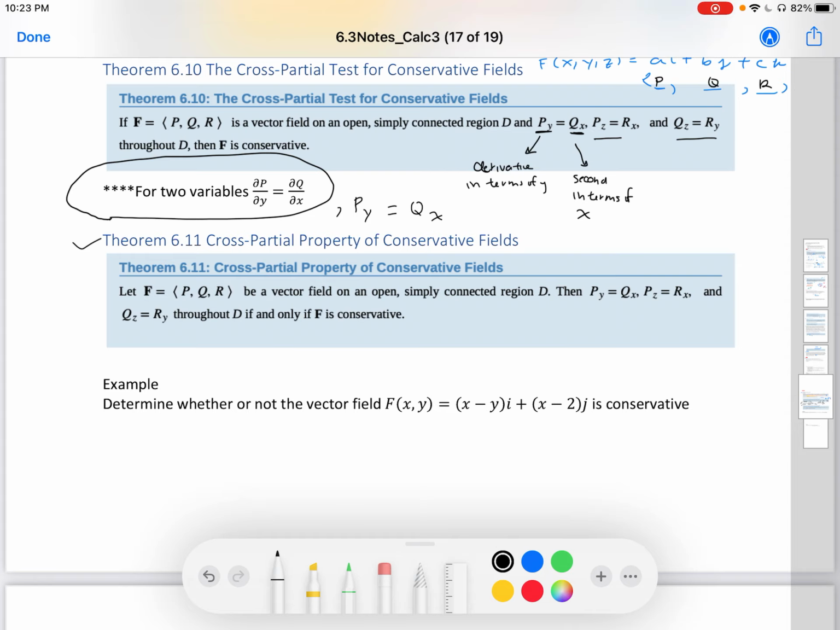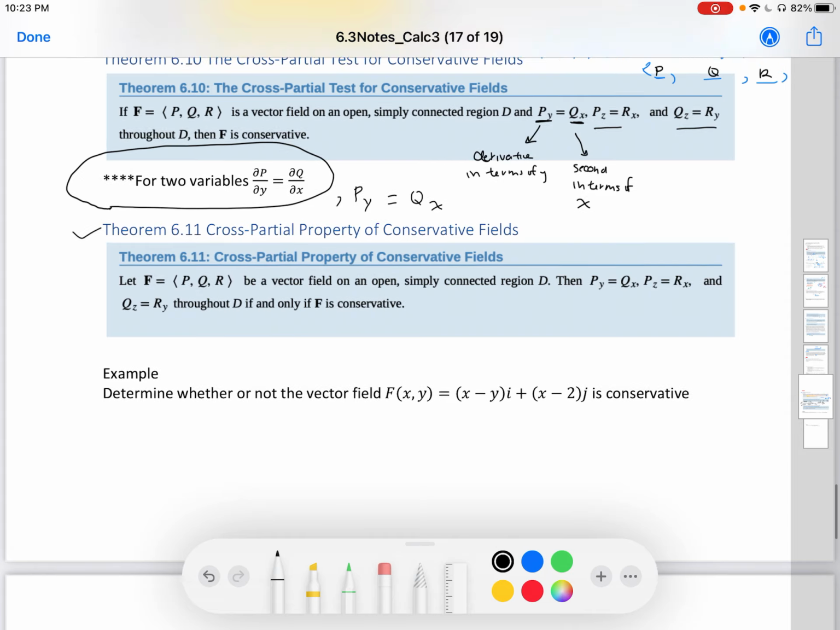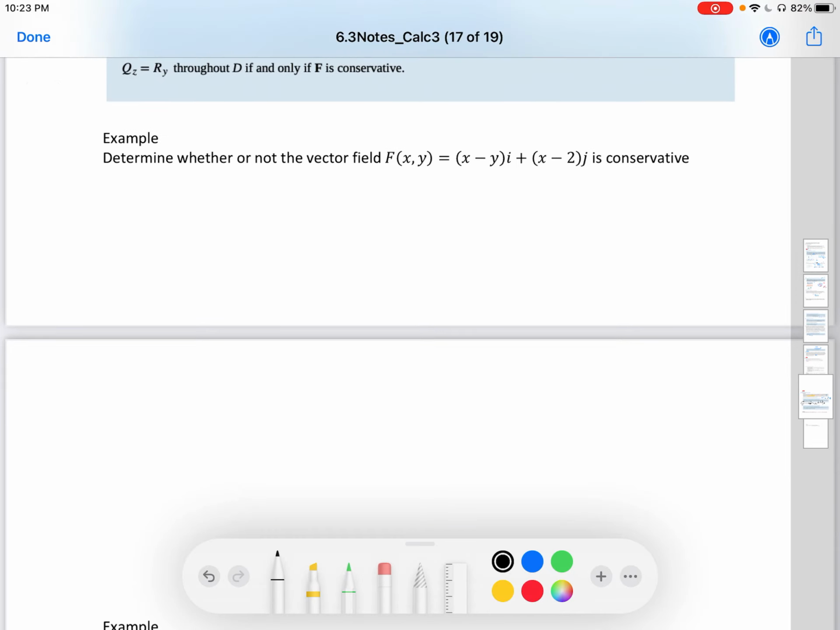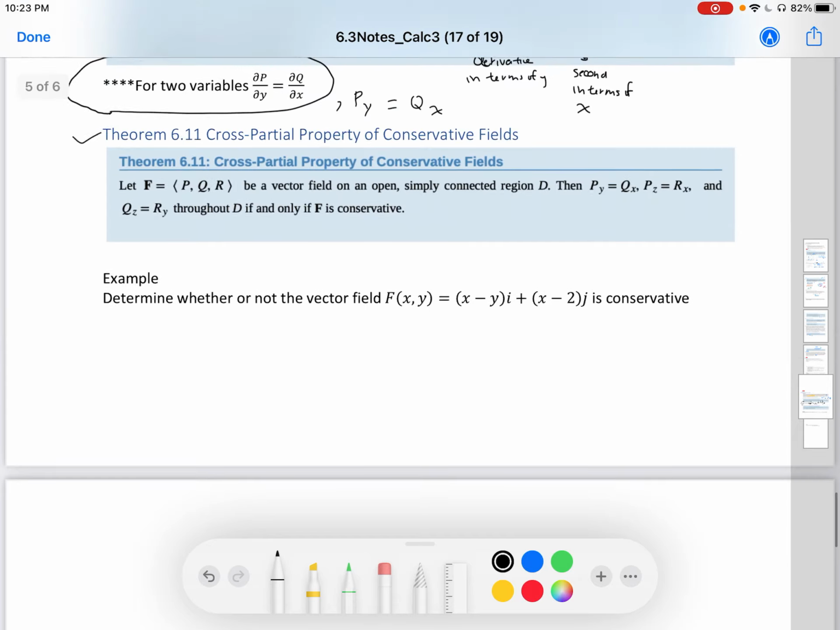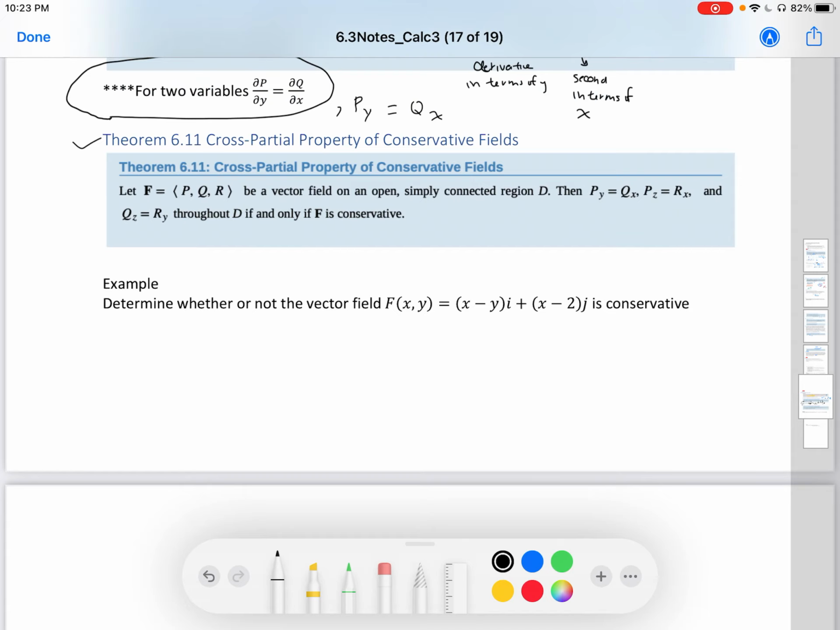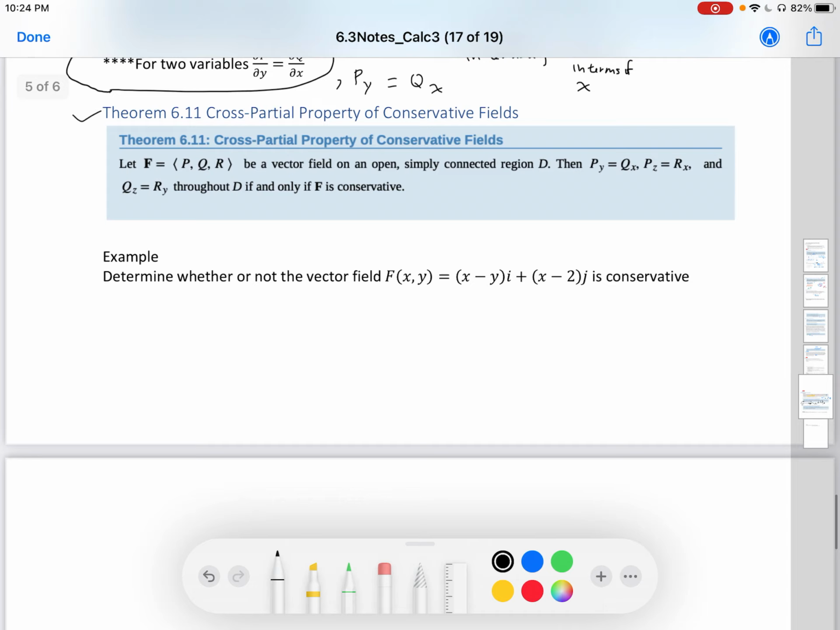And this next theorem is almost the same as the one above. So let's do an example. Determine whether or not the vector valued field F of x comma y equals x minus y i plus x minus 2 j is conservative. All we have to do is take the derivative of the first one in terms of y and the second one in terms of x.